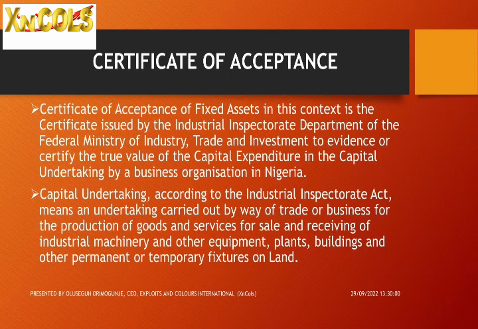We're talking about business activities and transactions carried out for the sake of production. So when we talk about the certificate of acceptance, we're talking of a certificate issued on capital expenditure on fixed assets, not current assets, that are used in the production process.